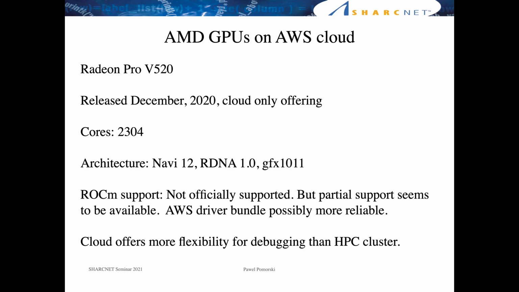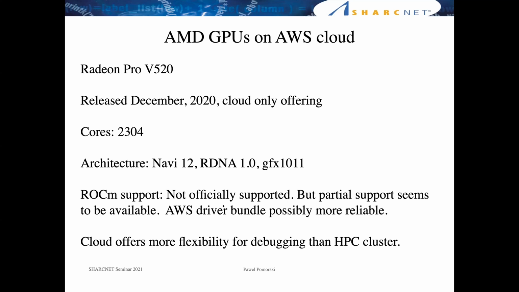But to get some results for this talk and to play around with the GPUs, I found that using GPUs on Amazon Cloud is a good alternative. On Amazon Cloud, there's one flavor of virtual machine which offers the Radeon Pro V520 card, which is actually very similar to the card we have on Graham. It's much newer, released in 2020. It's a cloud-only offering, so I don't think you can buy it. It's only available on clouds. It has about the same number of cores, 2300, and the architecture is a little bit newer, but it's still Navi and RDNA 1. Same situation of ROCm support.